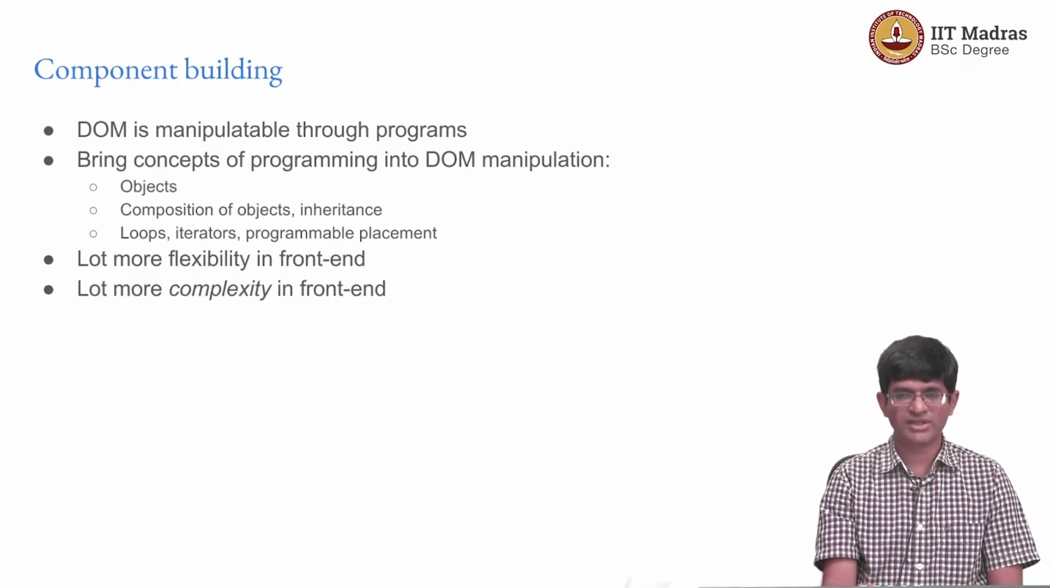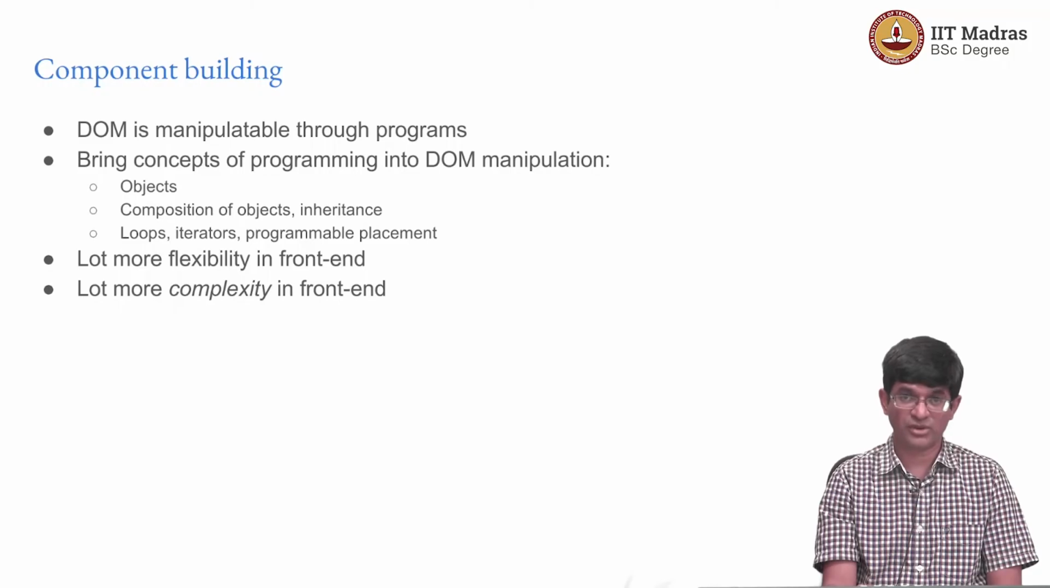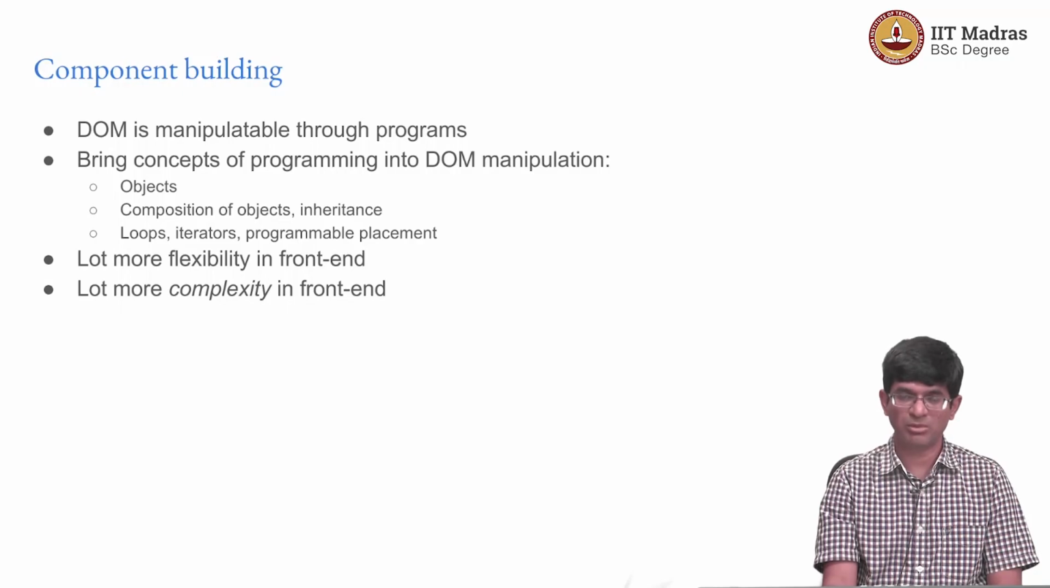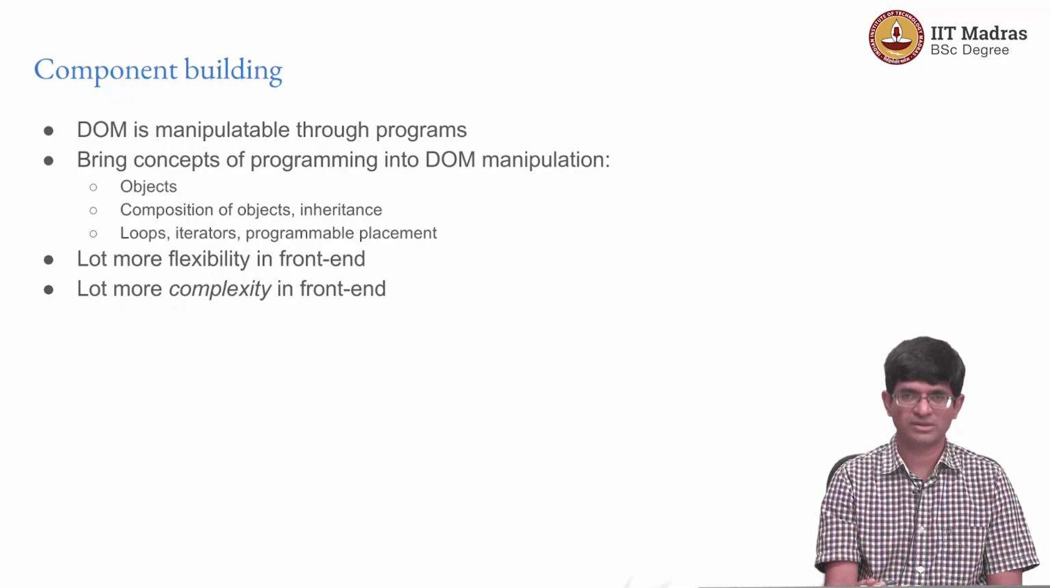Now, what that means is that once you can manipulate the DOM through programs, you can bring a lot of different concepts from programming into the manipulation. You can think of objects, you can compose objects, you can combine them together in different ways, you can have loops, iterators, all of this at runtime in the client's browser, okay? Now, that gives you tremendous flexibility in terms of what the front end is capable of doing. On the other hand, it also adds a lot more complexity, and there is quite a good possibility that you complicate things too much and make whatever you are trying to develop quite hard to understand, right? So you always have to be careful of that. Like the saying goes, with great power comes great responsibility. You need to be careful of how you use something like this.